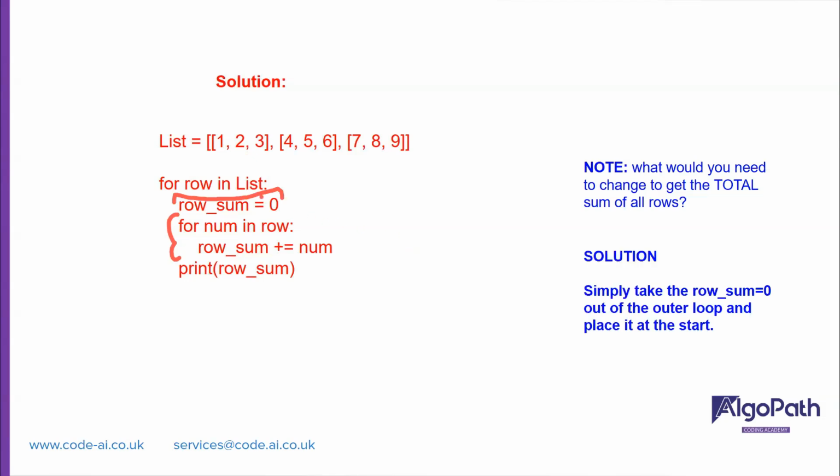And the solution is dead simple. We're going to take this one out and put it at the beginning of the code. That way it's 0 when it goes into the nested for loop, and it's not reset after each iteration, after each row is finished, and it continues summing up all 9 values.